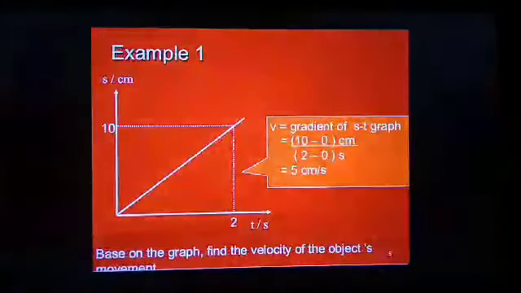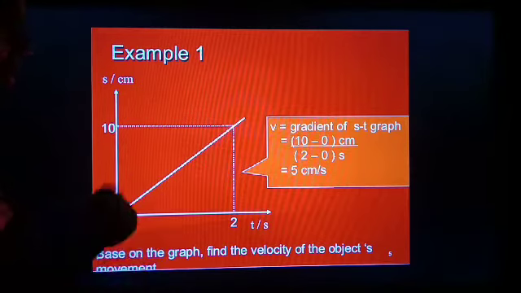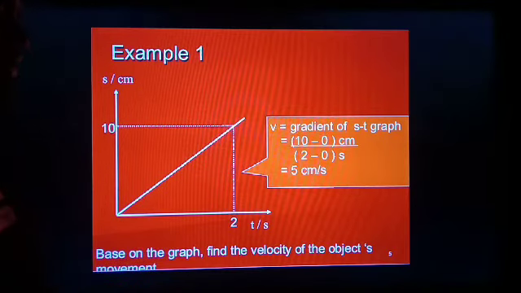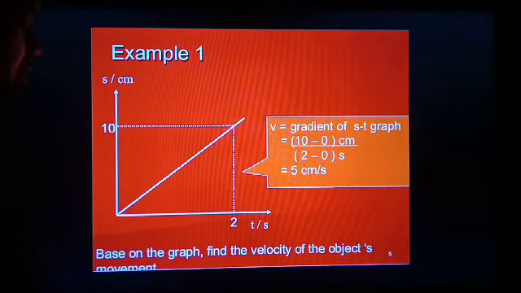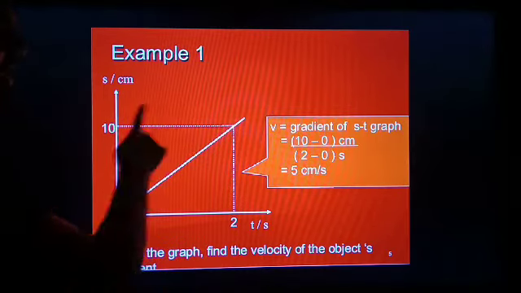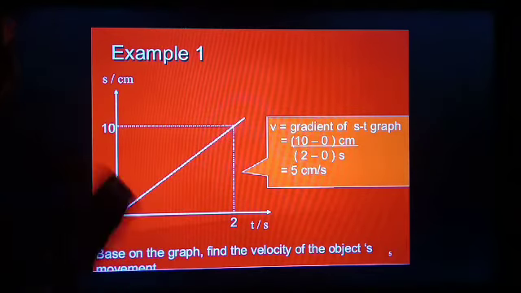Let's take an example. Suppose that a body is moving and in a certain interval of time, that is 2 seconds, reaches a displacement of 10 centimeter, as shown by this graph. We have to find out the velocity of the body. Suppose you have to find the velocity of a body in displacement time graph, then you have to find out the slope of this line.